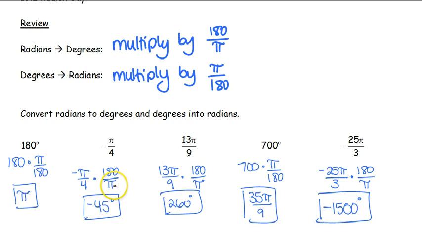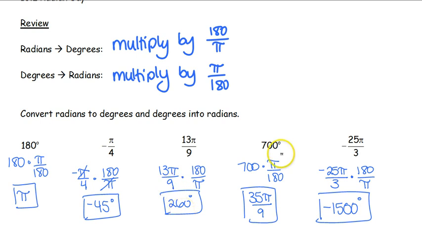Our second one, which we did not do together, the first one you have to do on your own. We have radians, so we want to get rid of the pi, so we multiply by 180 over pi. Your pi's cancel, then you reduce 180 over 4, which comes to, don't forget your negative, 45 degrees. We know that we have radians because we have the pi symbol. We want to get rid of the pi, so it's 180 over pi. So we've got 13 times 180 divided by 9 gives us 260 degrees.